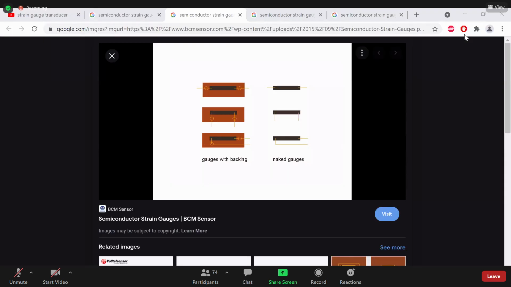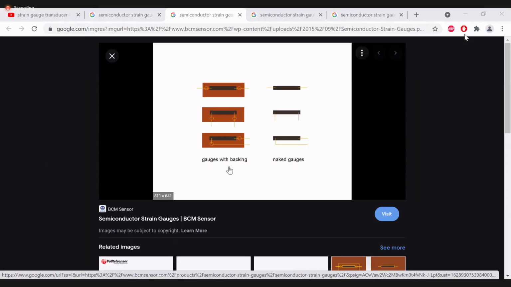So these are the semiconductor strain gauges. Here you can see gauges with backing. That is, this is a naked gauge. If you place it on the support, it will become a gauge with the backing. This orange color support is called the backing. And different types of leads we have. Depending on the application, we can arrange the leads. Depending on the application also, we can choose naked gauges or gauges with the backing.